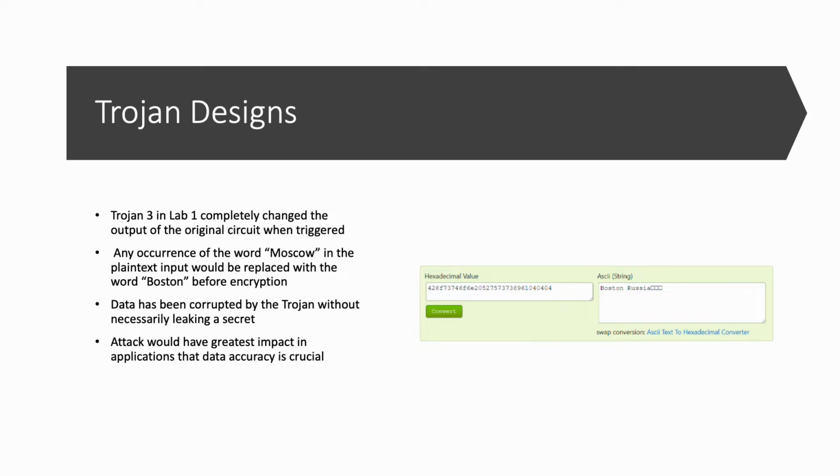This Trojan would likely have fewer ramifications than Trojan 1 because no secrets were necessarily revealed. A hardware Trojan of this type would have the greatest impact in settings where data accuracy is crucial.